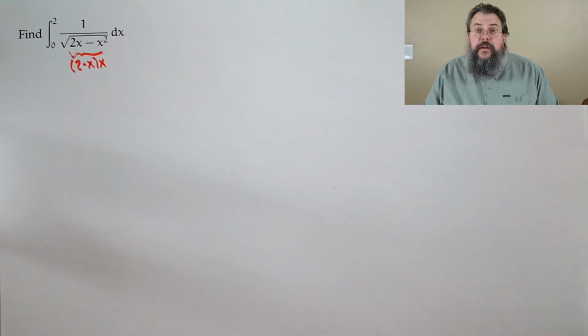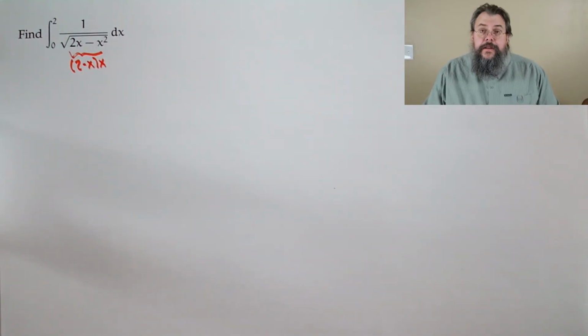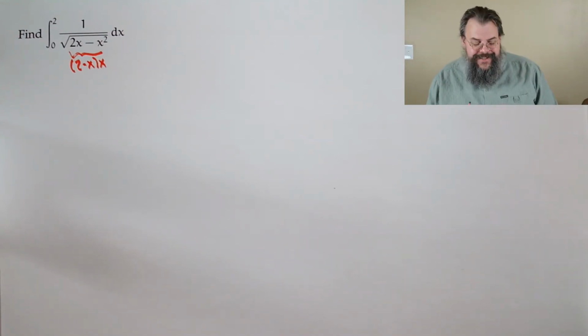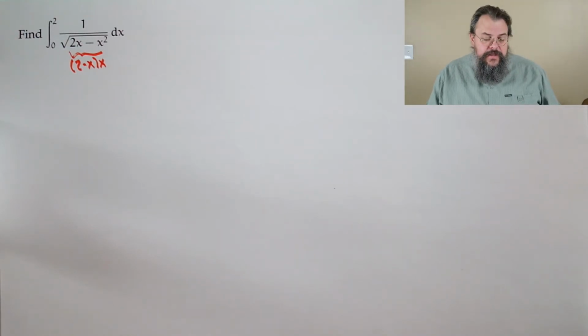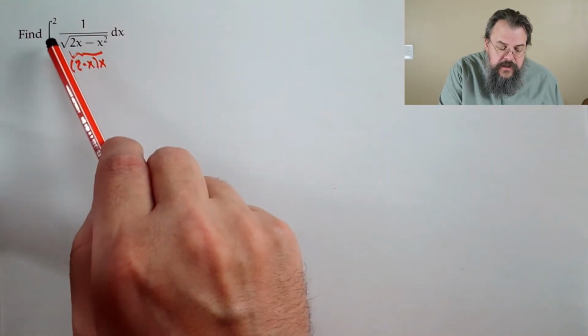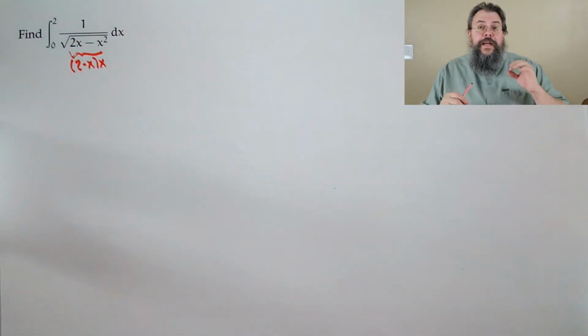Well, if x equals 0, then that's bad, right? Because that means you have a 0 downstairs. Or if x equals 2, also bad, because that means you have a 0 downstairs. So what's going to happen is that near 0 and near 2, we're going to have 1 over a small value.